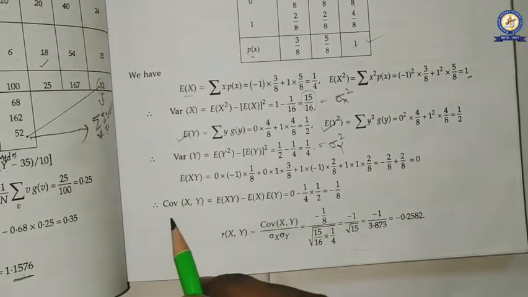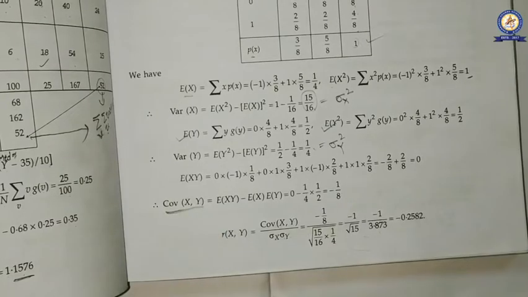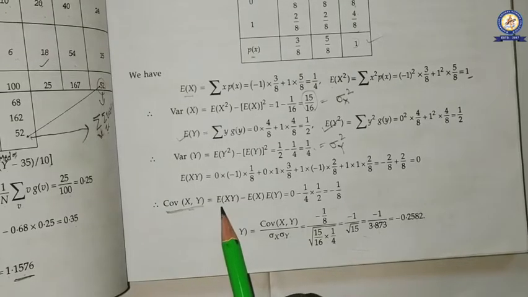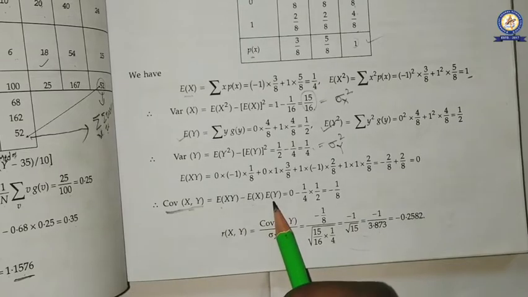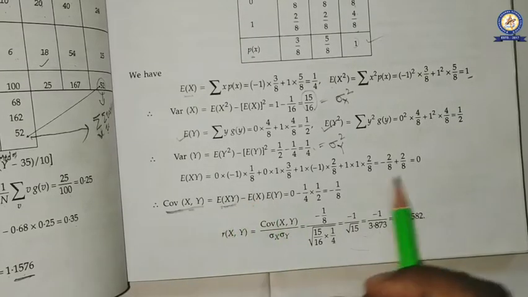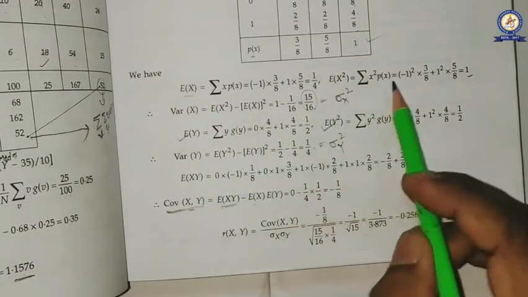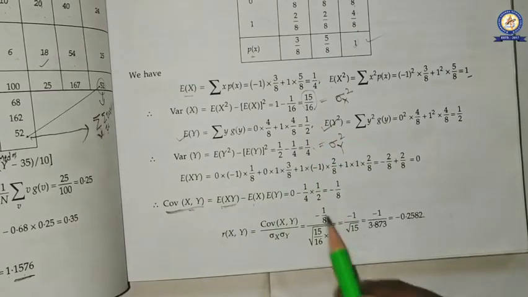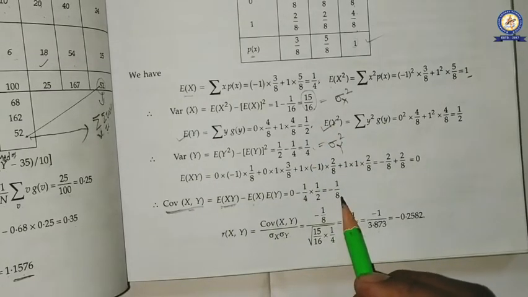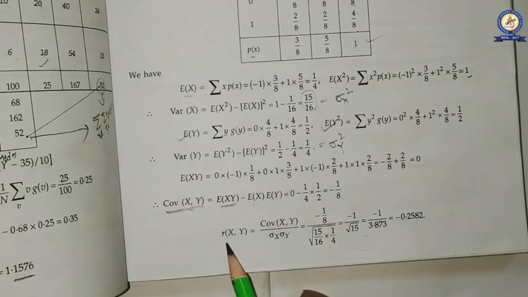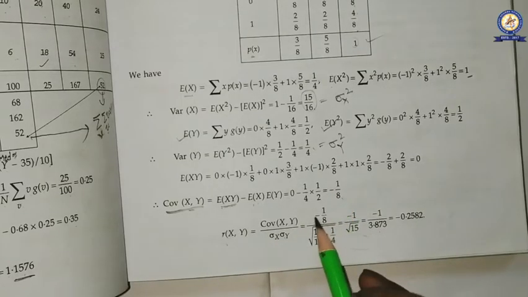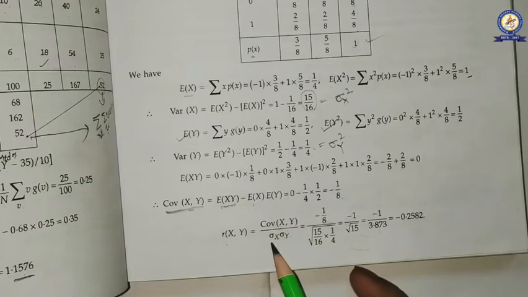And for the covariance of xy, for 2D random variables, we know that it is expectation of xy minus expectation of x into expectation of y. The expectation of xy we found is 0, the expectation of x is 1 by 4, and the expectation of y is 1 by 2. So we found minus 1 by 8. Therefore, the correlation coefficient will be the covariance of xy, that is minus 1 by 8, divided by the root of sigma x square into sigma y square.